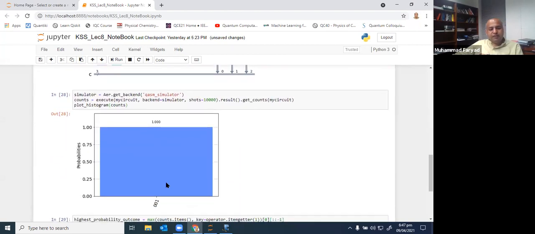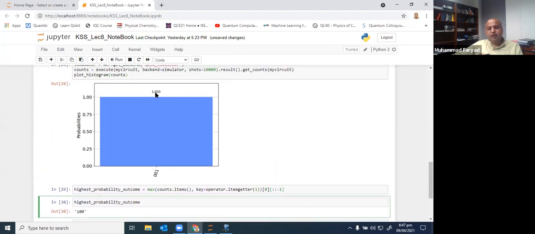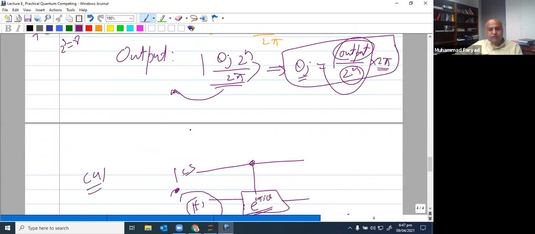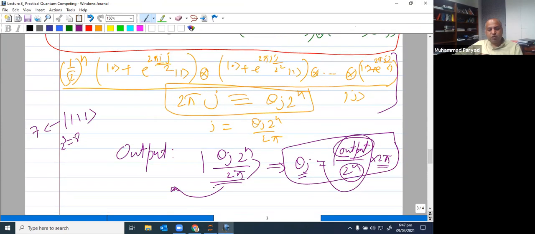And remember, the phase is coming from the index of this thing. It's not coming from this probability that we are seeing. Because as we saw in the notes, at the end, when we take the inverse Fourier transform, our output state is this one. Which means that our phase is in the index. It's not in the amplitude of this state. So that's why we have to convert the index into an integer, and then from that integer, we get this theta j out.